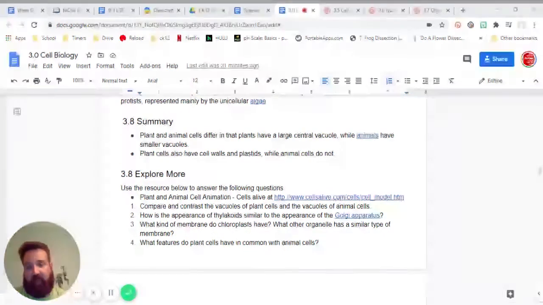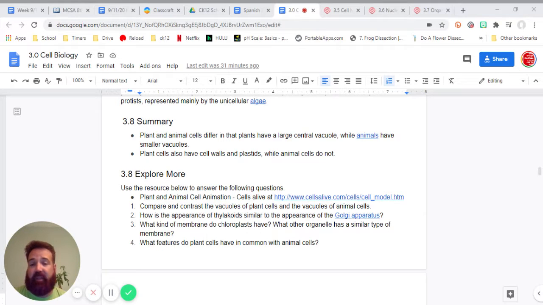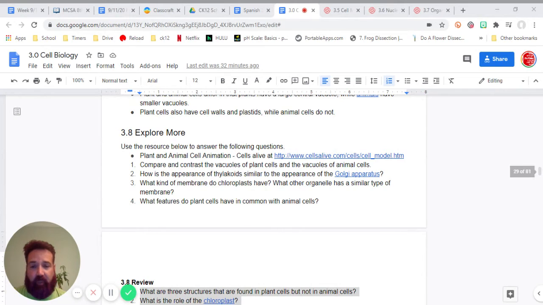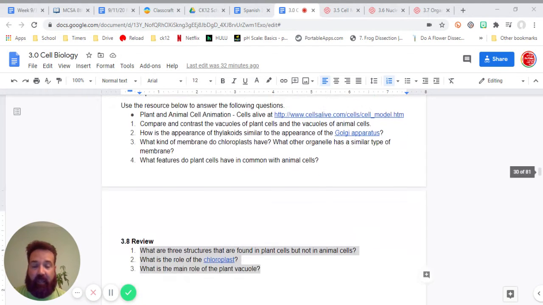3.8 Summary. Plant and animal cells differ in that plants have a large central vacuole, while animals have small vacuoles. Plant cells also have cell walls and plastids, while animal cells do not. Again, I'm not reading the Explore More. I encourage you to check out the video because, again, it may help you understand some of the differences, but I am not assigning that.